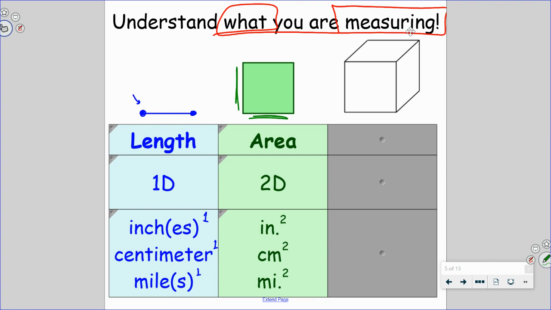And then, of course, where we're eventually going to be headed is volume. Now, volume would be three-dimensional if you can follow that pattern. In other words, how many cubic inches of ice could be stuffed inside one freezer? How many cubic miles of rock would make up a volcano? So please know what you're measuring. Is it a one-dimensional length? Is it a two-dimensional area? Or is it a three-dimensional volume?